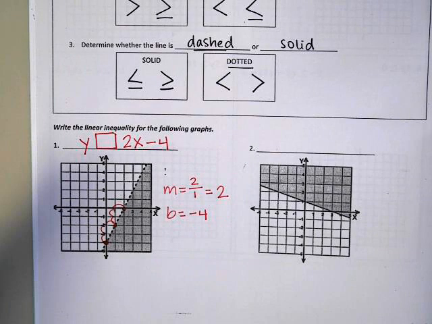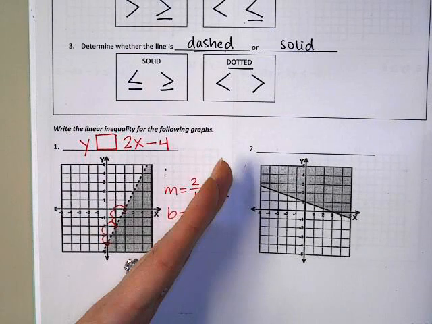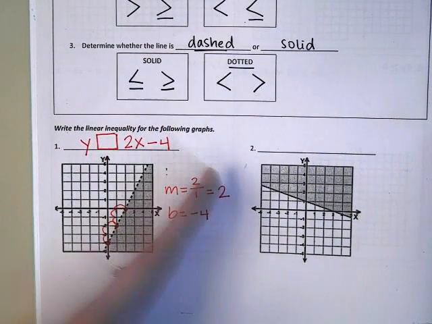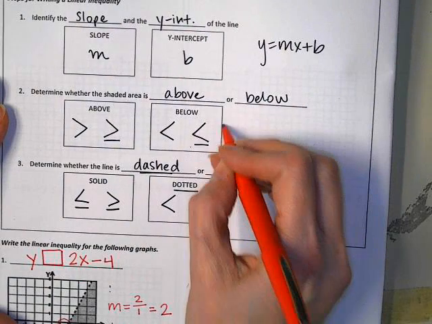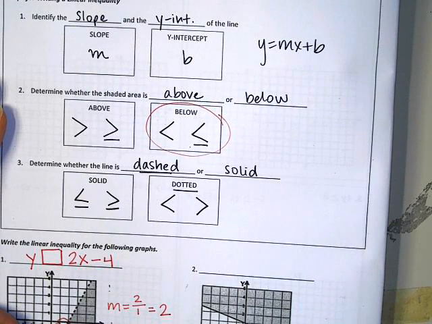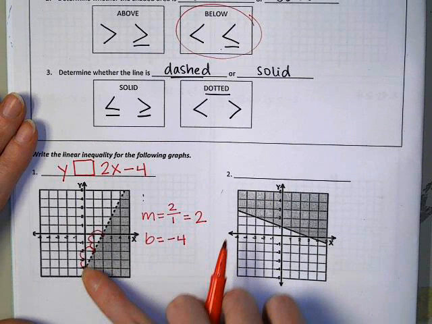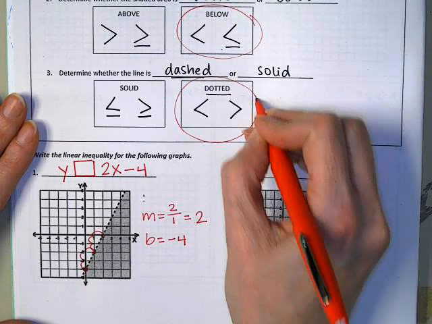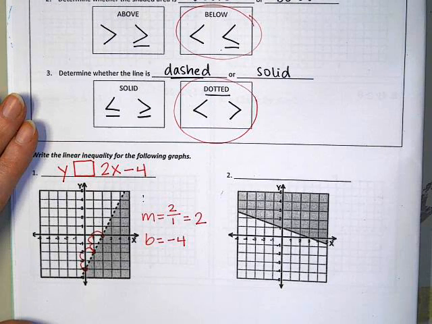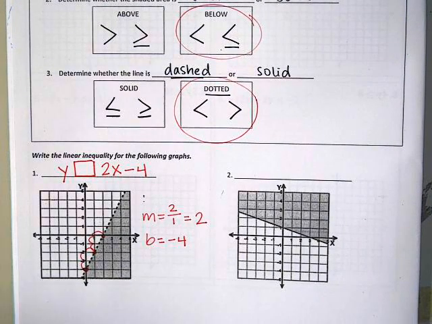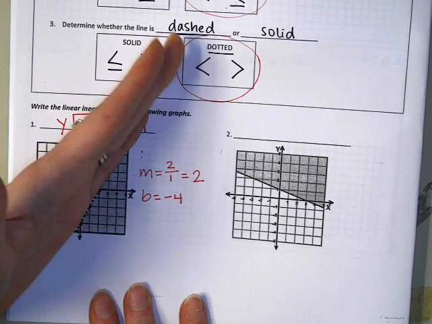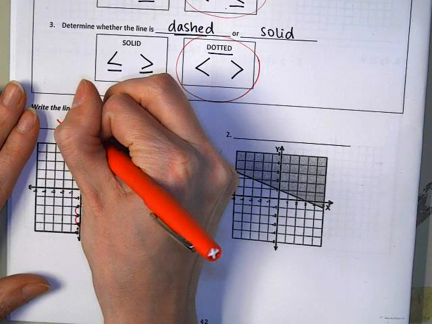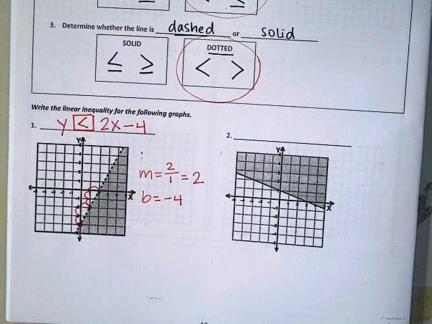All right, so we are shaded below. And if it's below, it's going to either be one of these, less than or less than or equal to. And if it's dashed, it's not going to have the or equal to. So if we kind of put all those together, it's dashed and it's below, then we know our symbol is less than. So you kind of just put everything together.